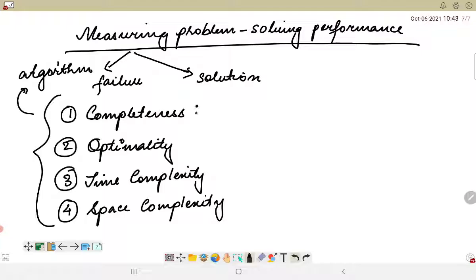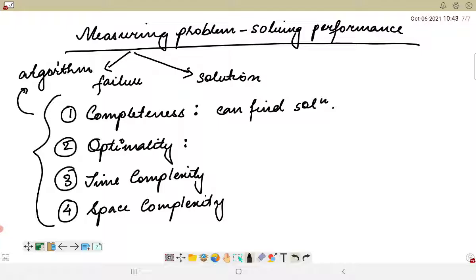Whenever we are talking about completeness, basically it is understood as: is the algorithm guaranteed to find a solution when there is one? Suppose I have a solution to a problem, whether that algorithm can find that solution or not. So this is basically pertaining to the factor which is known as completeness. The second one is optimality. Optimality is whether the strategy that we are adopting would find the optimal solution.